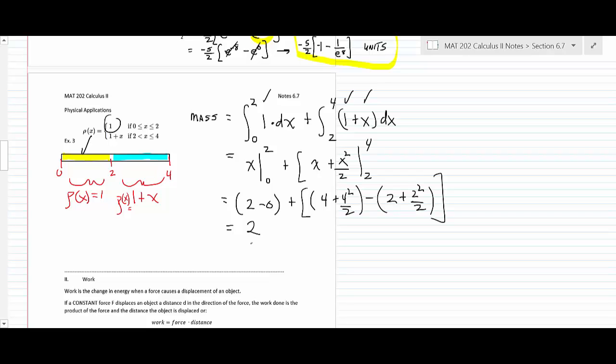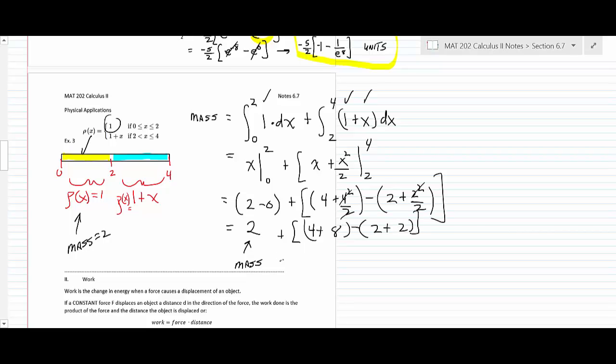So you'd have 2. That would be kind of like the mass for the first part. Okay, that would be mass is equal to 2, like this. And then when you get to this part, it looks like you would have 4 plus 16 over 2, so that's 8. And then this would be minus 2, and then this would be 4 over 2, so that would be 2.